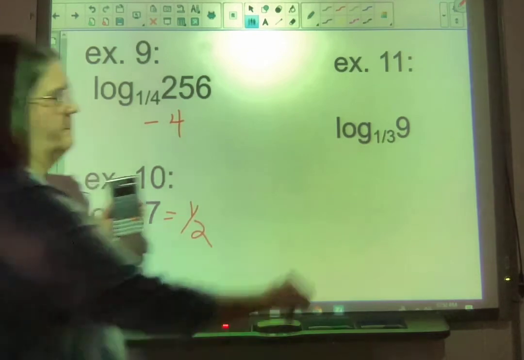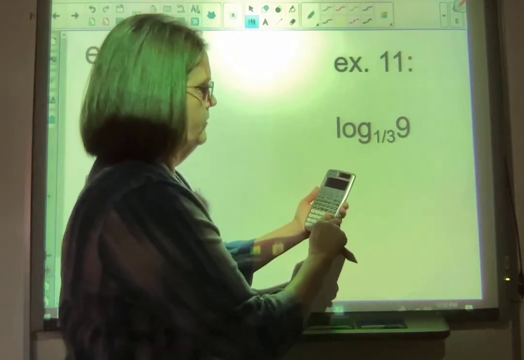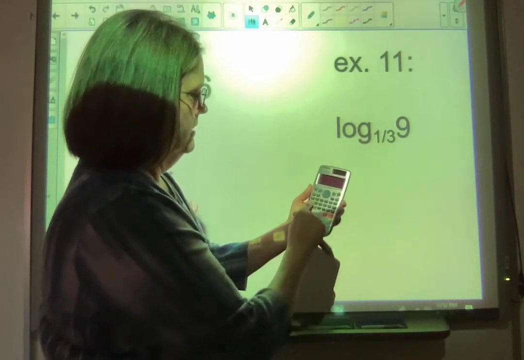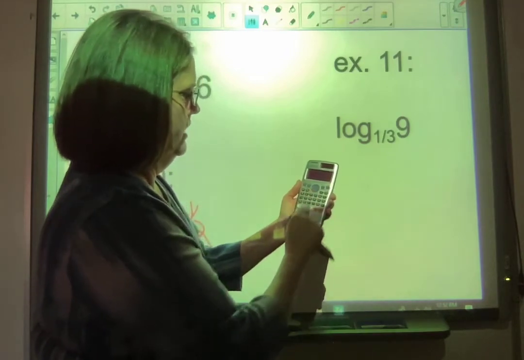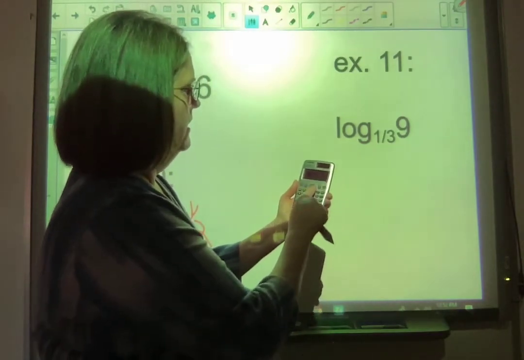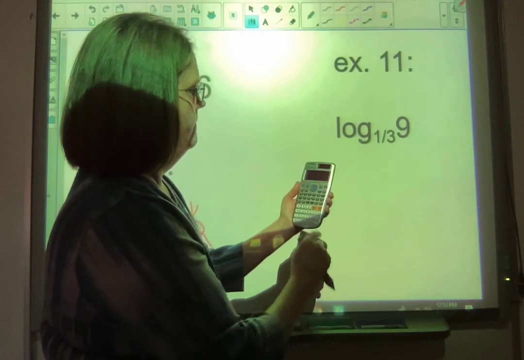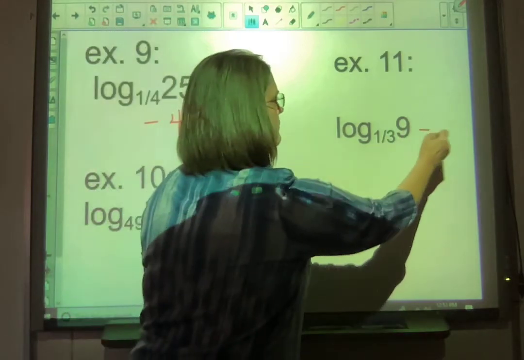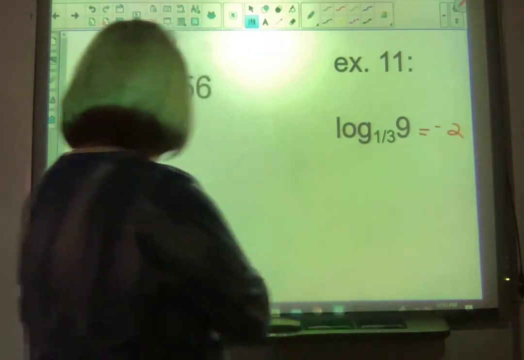All right, 1/3. So again, hit that button, hit the fraction button, 1/3, put 9 in, -2. This is the one that would be negative. Okay, and that is all.